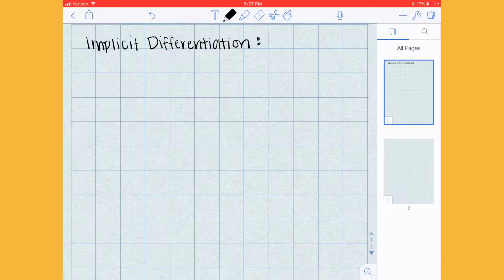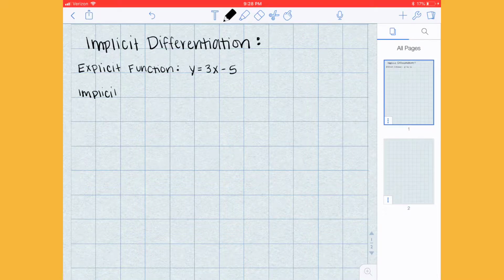So far in your calculus class, you've probably been focused on explicit functions. When I think of an explicit function, I'm thinking about something in the form of y equals 3x minus 5. That means that variable y is explicitly written as a function of x. But now I want to move forward and deal with implicit functions.